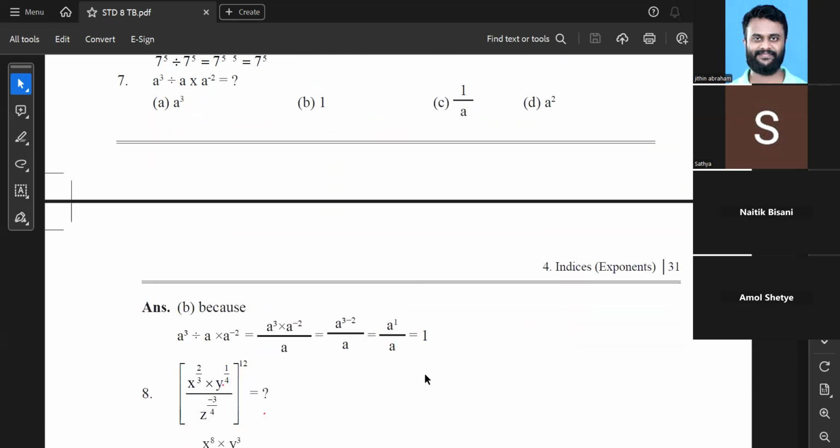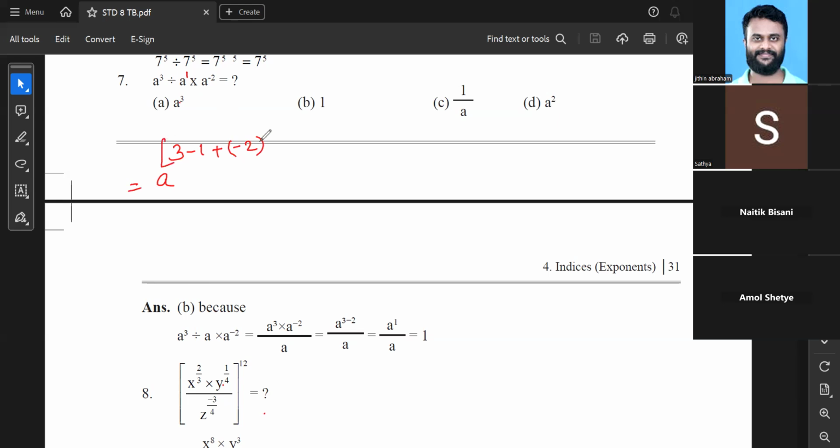Great. Seventh question, a raised to 3 divided by a multiplied by a raised to minus 2 is how much? Let's do that. So again, divided by a means what? A raised to 1 it is. Okay. So when you combine the indices, it goes like this. A raised to 3 divided by this thing, which means I'll solve it over here only for your understanding. So a raised to 3 minus, division means minus 1, then multiplication plus a raised to what? Minus 2 you have.